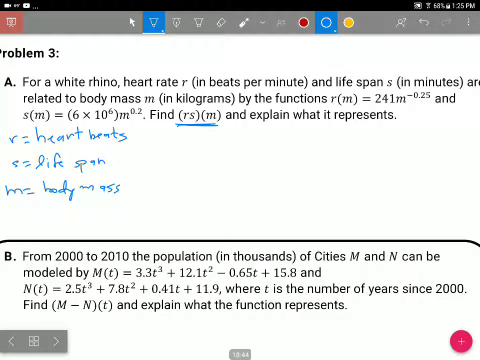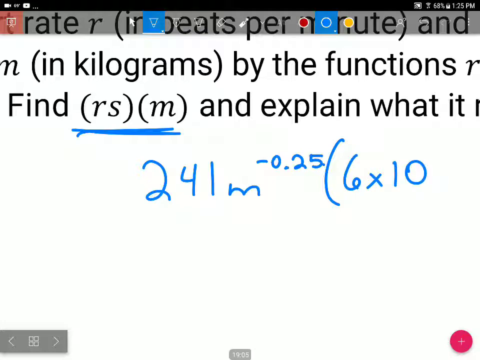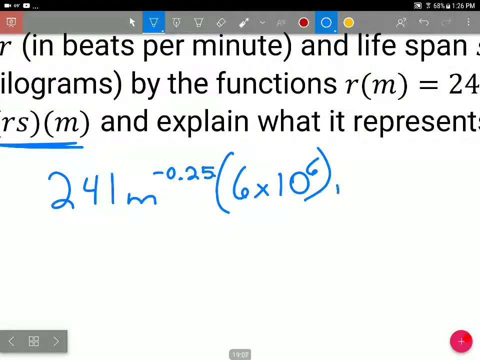Multiply them. So here we go. We got 241 times M to the negative 0.25, times 6 times 10 to the 6th, times M to the 0.2. Okay. So start multiplying. What is 241 times 6?